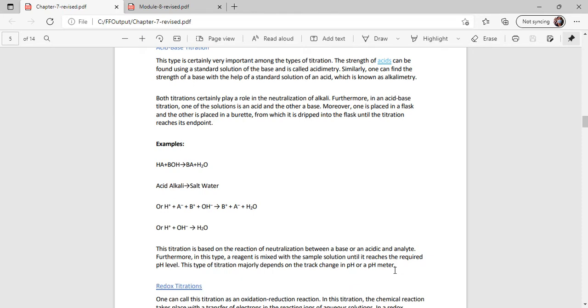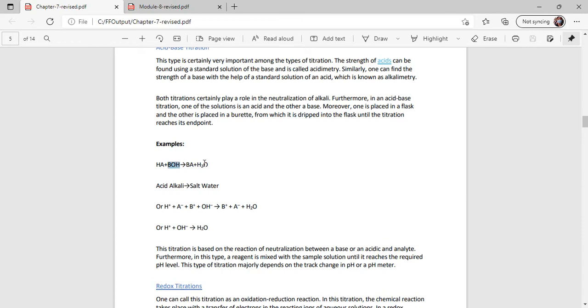Now both titrations certainly play a role in neutralizing your alkali or your base. Furthermore, in an acid-base titration, one of the solutions is an acid and the other one is a base. Moreover, one is placed in a flask and the other is placed in a burette, from which it is dripped into the flask until the titration reaches its end point. So you have here an example. You have your HA and also BOH.